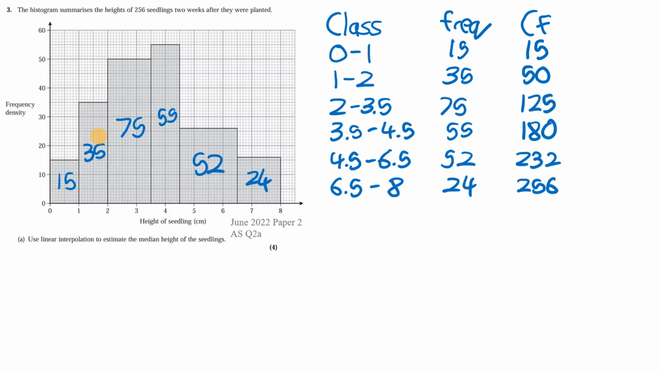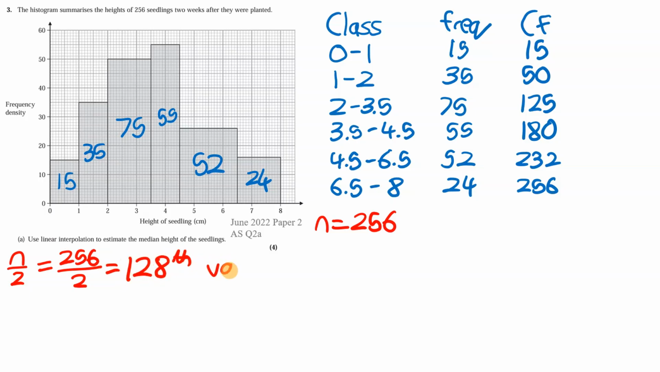Okay, so remember how to do interpolation. We're trying to find the median. So here, the total number of data values is 256, so n is equal to 256. To find the median, we find n over 2. So this is 256 over 2, which is equal to 128. This is the data value that we're trying to find. Remember, when we're doing linear interpolation, we don't round this value in any way. We keep it as 128.